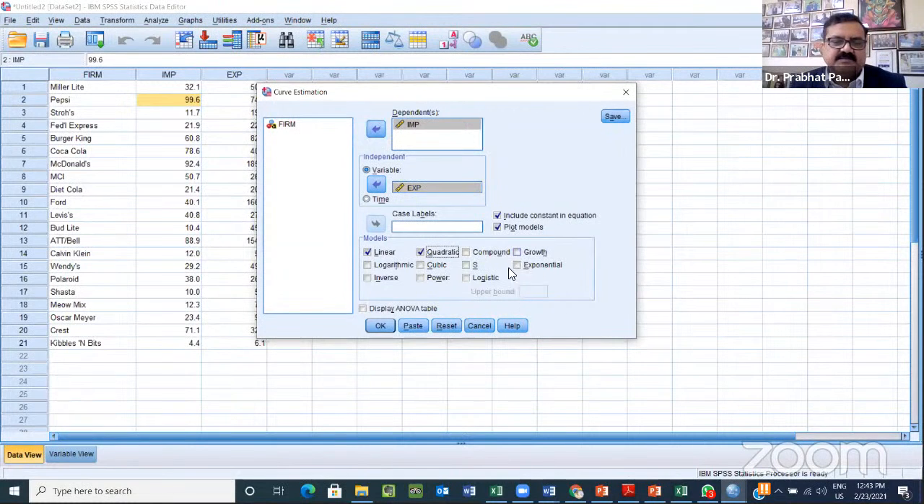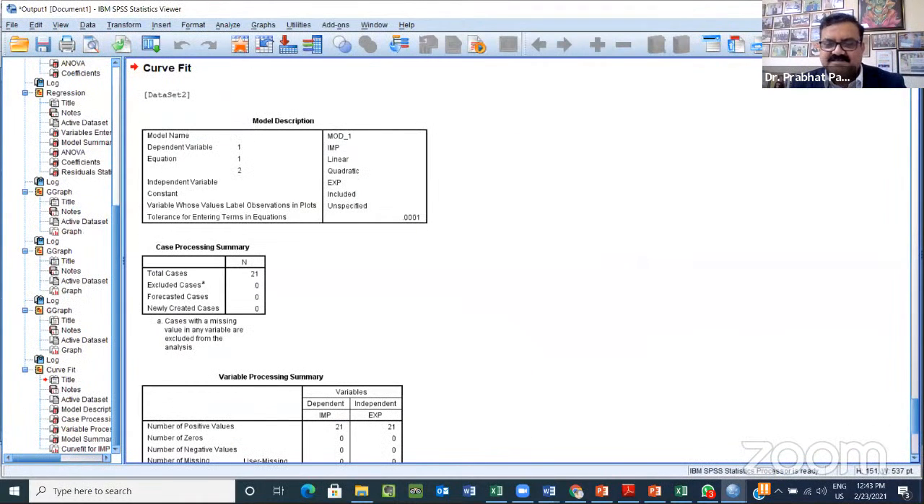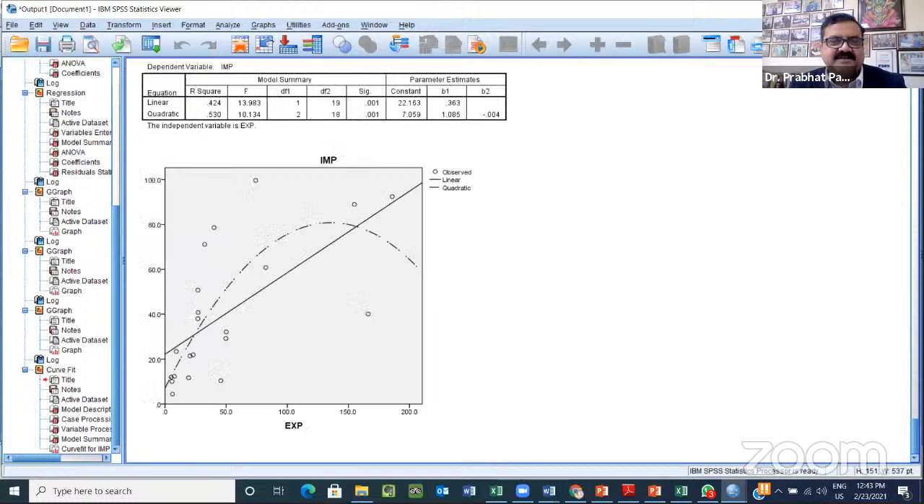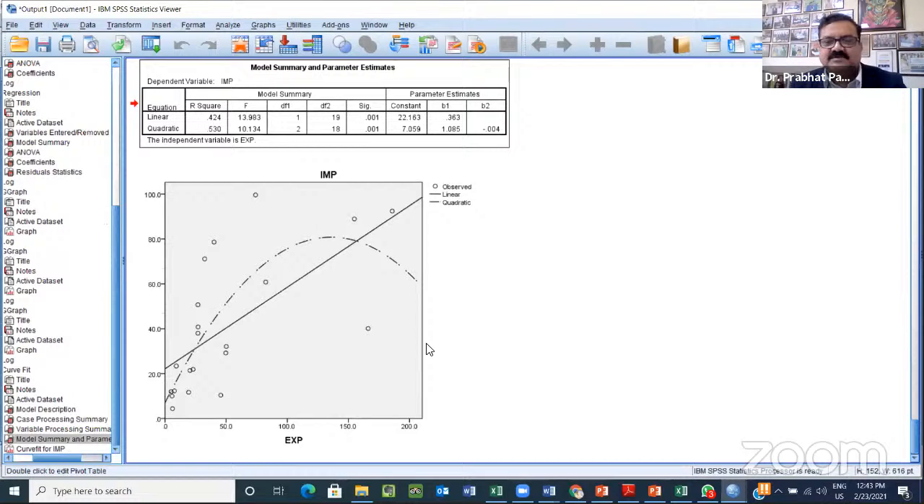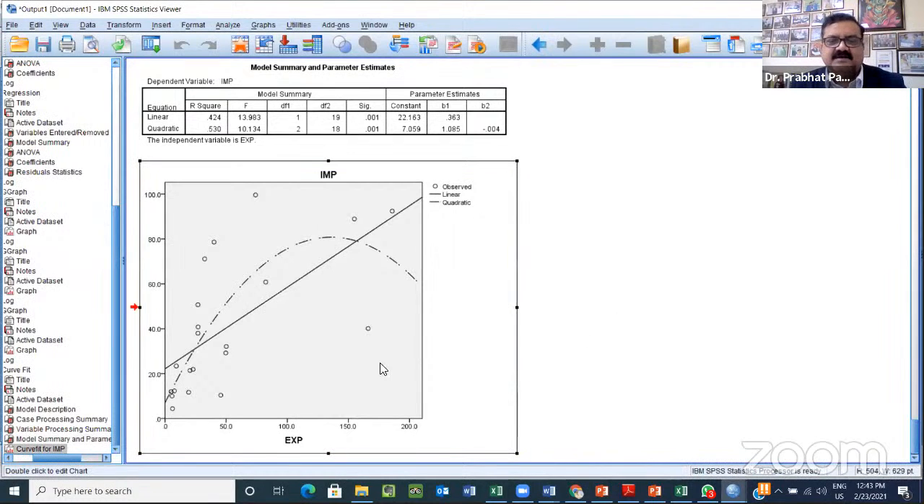But if you're interested in compound, growth, exponential, cubic, logarithmic, you can just click it and it will give you that model, right? So it's a very important shortcut, and it's a beautiful shortcut, actually. So you just go to OK, you don't have to do anything. That's the beauty of software. And here are the calculations, model summary, parameters, everything, and here's the graph.